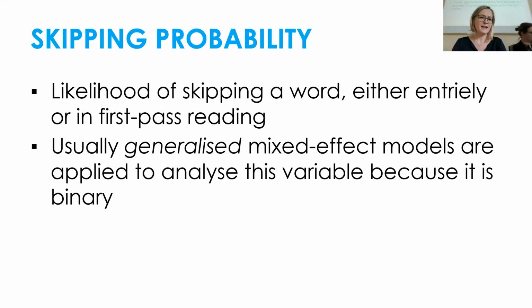Skipping probability, I sort of explained this already, right? So how likely is it that we are going to skip a word or an area of interest? Remember, it could be first pass skipping or total skipping. We usually use generalized mixed effects models for this because we treat this as a binary variable, so either skipped or not skipped. But I've also seen percentages of skipped words or whatever, so that could go as a ratio as well.